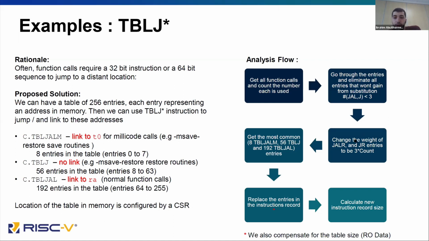And then we can change the weights of each call to make sure that the ones that get more savings are counted as a higher priority. And then we can get the most common ones. And then what we can do is replace the entries of JAL and JALR likewise in the instruction record that I showed earlier. And then we can calculate the total new instruction record.